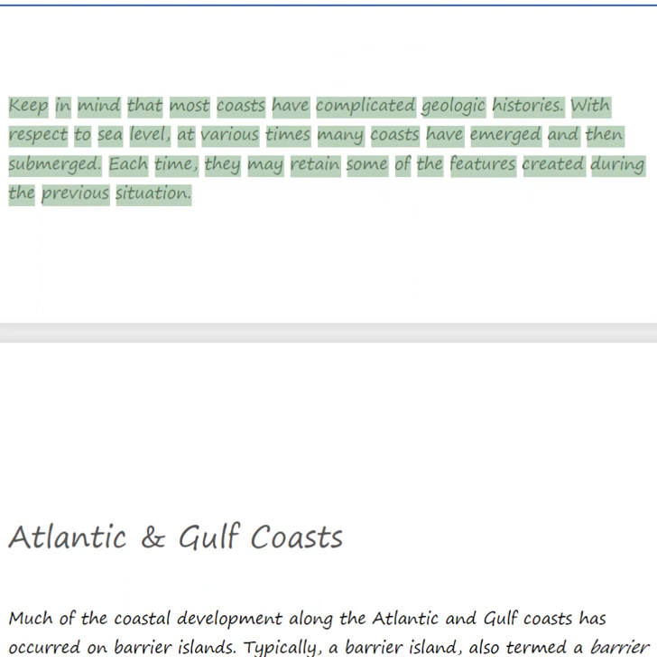Keep in mind that most coasts have complicated geologic histories. With respect to sea level, at various times many coasts have emerged and then submerged. Each time, they may retain some of the features created during the previous situation.